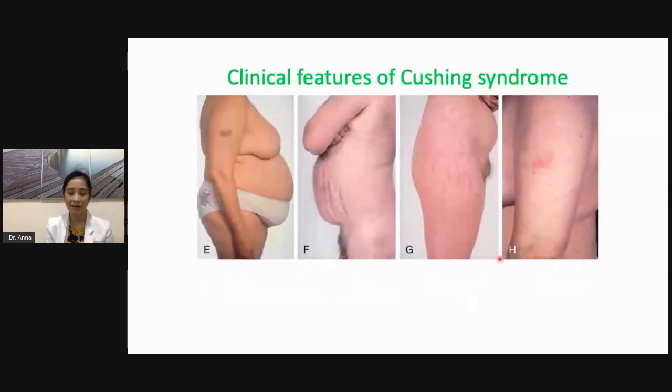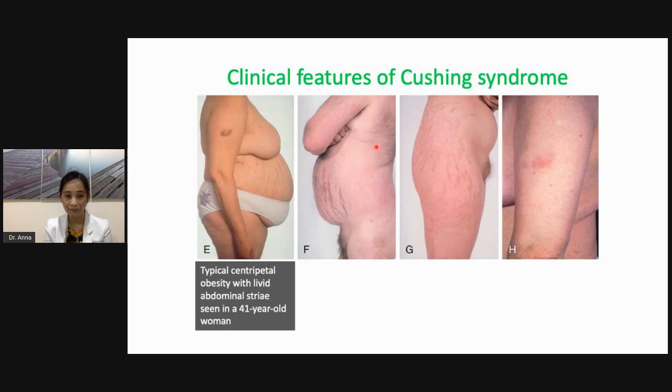Now as we go down the body, this is patient E. What do you notice? You have your centripetal and also generalized obesity and your striae. And what you see here, there's a bruise, which is a sign of easy bruisability. This one is a male patient. You also have your violaceous striae, your bruise there. So this patient is a 41-year-old female with Cushing syndrome. The book didn't specify whether this is adrenal or a pituitary Cushing syndrome.